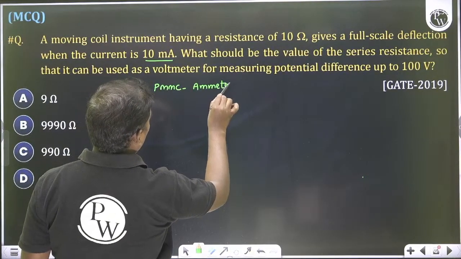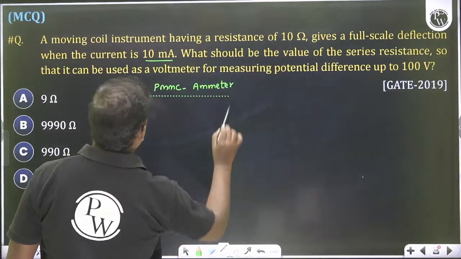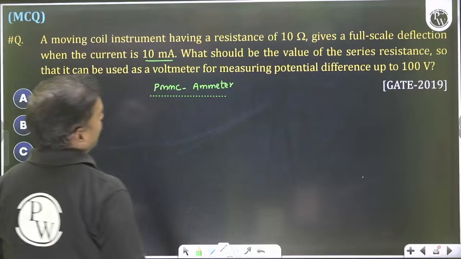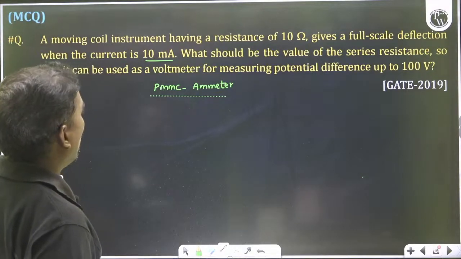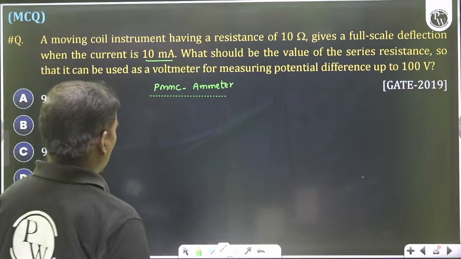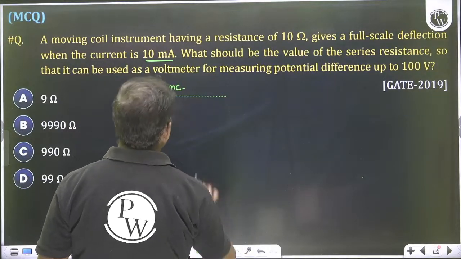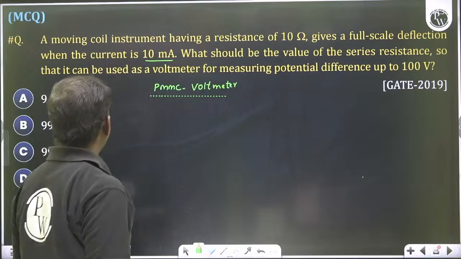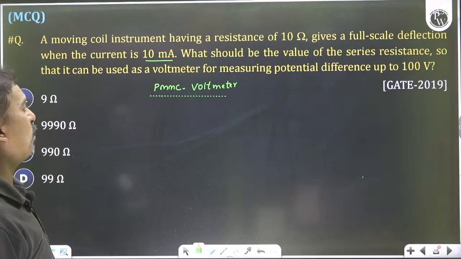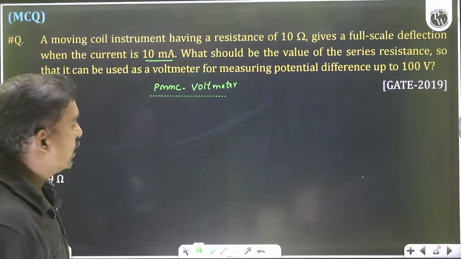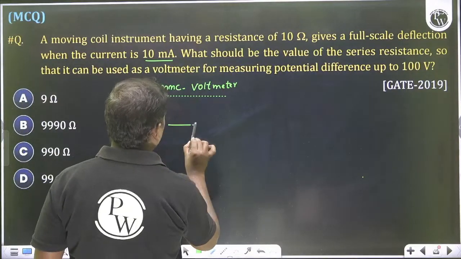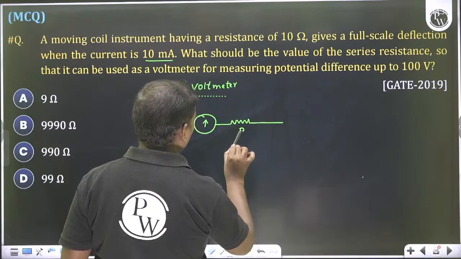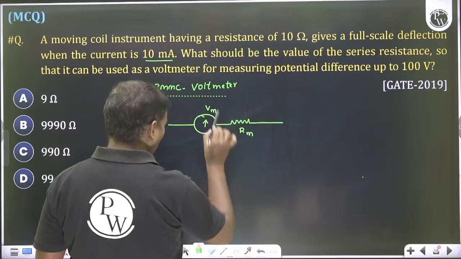So how to solve these questions on PMMC ammeter? A moving coil instrument having a resistance of 10 ohms gives a full scale deflection when the current is 10 milliamperes. What should be the value of series resistance? He's asking the series resistance, so it is a PMMC voltmeter. What is the value of the series resistance so that it can be used as a voltmeter for measuring a potential difference up to 100 volts? So range extension: if you take the voltmeter, this is the VM and this is the RM, but this is our meter.